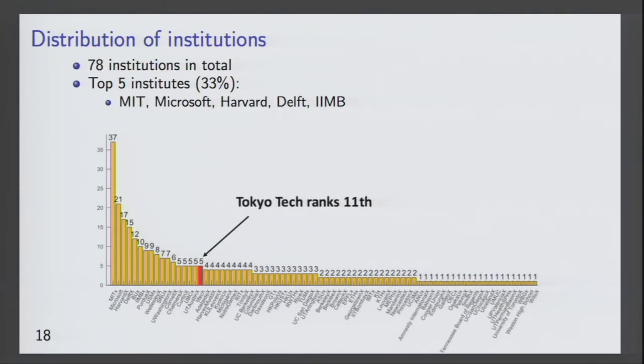We also looked at the distribution of institutions in our crawl data and found that there are 78 different institutions, and the top 5 institutions are MIT, Microsoft, Harvard, Delft, and IIMB. And Tokyo Tech here ranked 11th, which is quite surprising since we only have 5 courses.